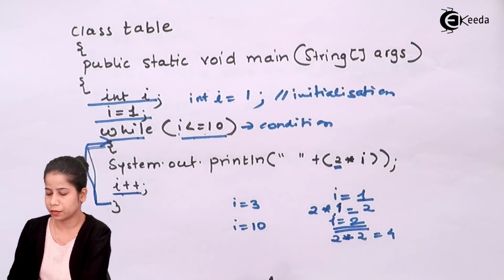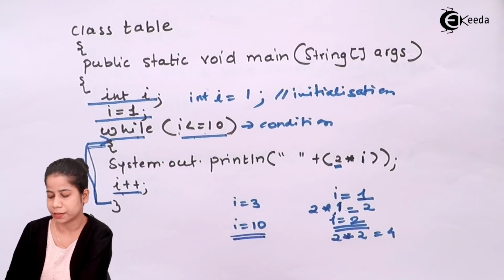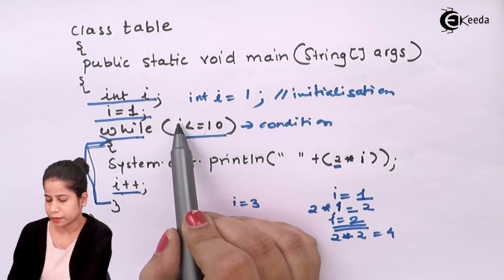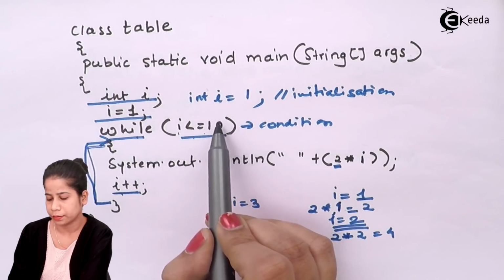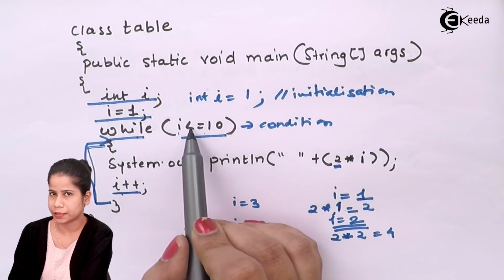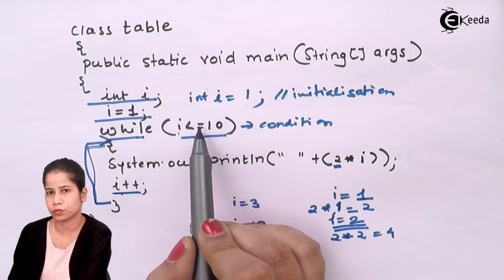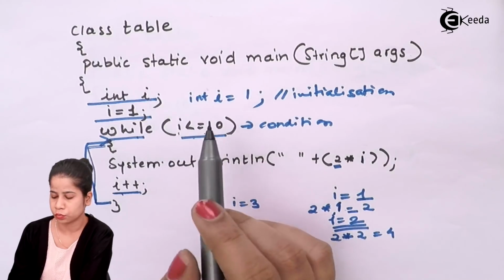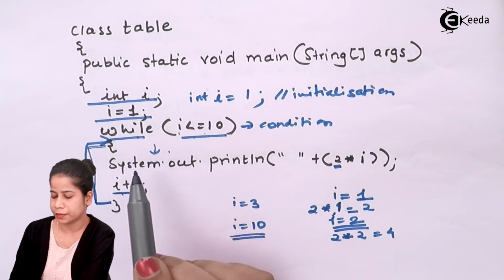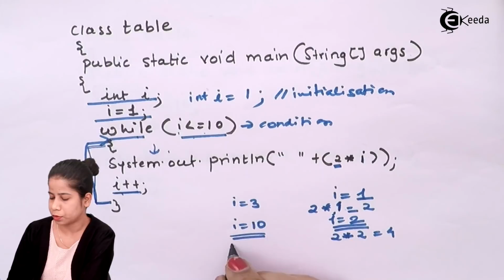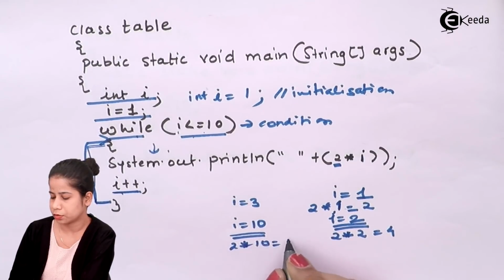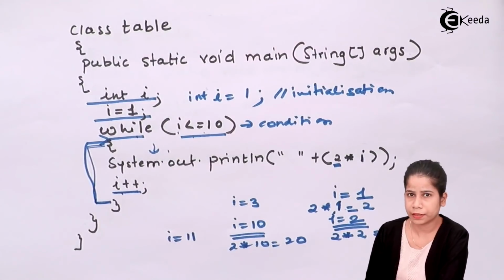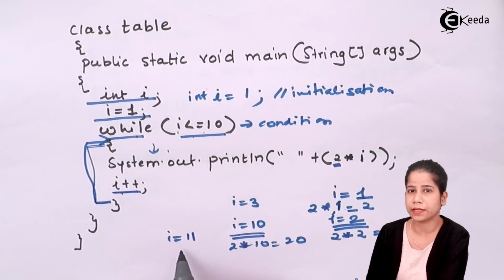Okay, so let's try out. When I is 10, what will happen? It will again check I less than or equal to 10. It is not less than 10, but definitely it is equal to 10, right? So the condition is still true. Then I will be entering inside this. 2 into 10 is 20. After that I'm incrementing the counter and that becomes 11.